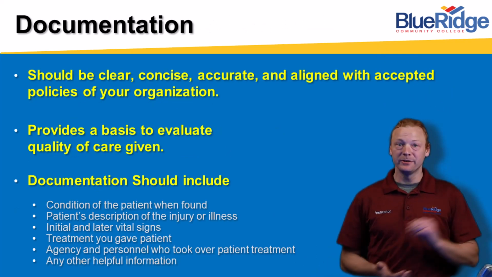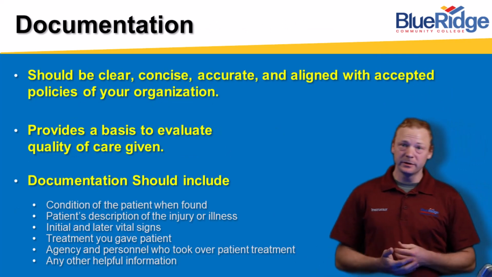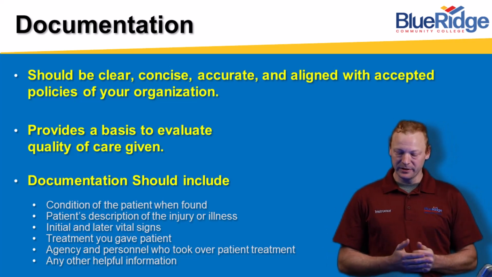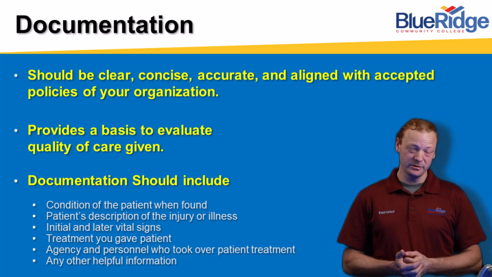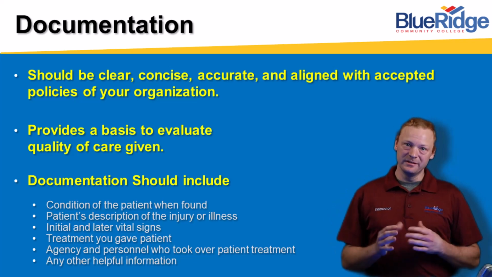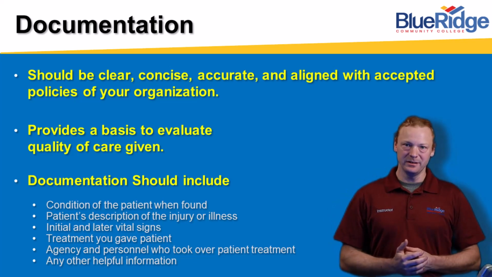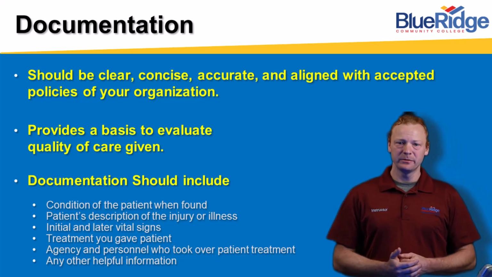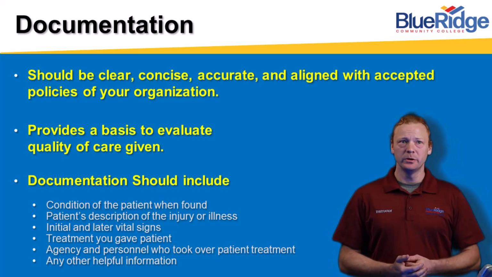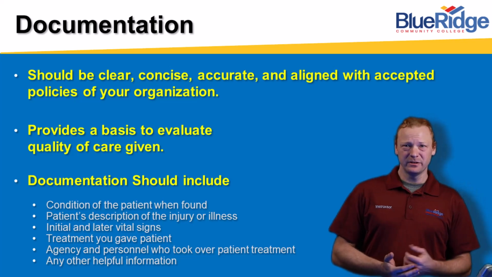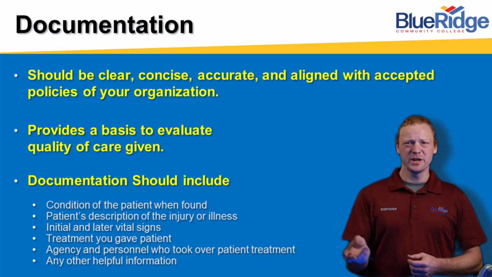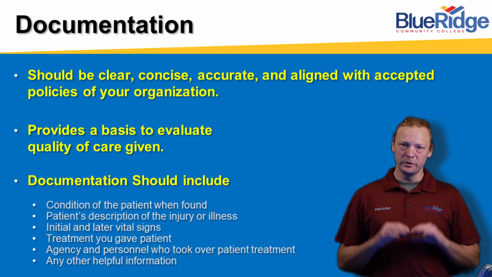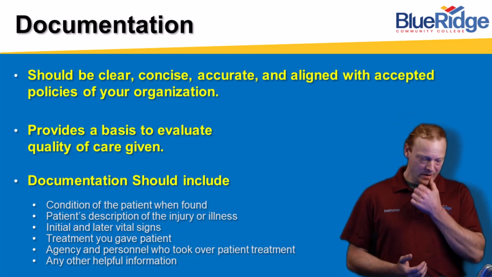So talking about documentation, it should be clear, concise, accurate, and it should be aligned with the accepted policies of your organization. This also means that this is how it should be done on scene. So that's the accuracy aspect. When we're documenting, we want to document as objectively as possible. We don't want to really interject our opinion or what we think happened. We want to document what we saw and what we know happened.